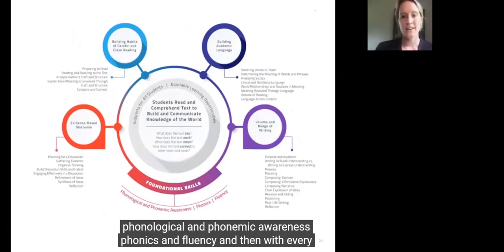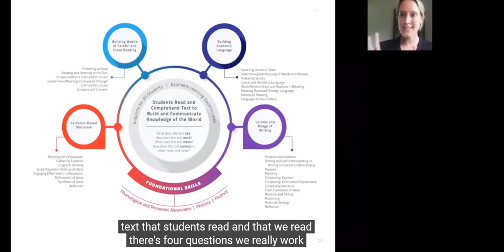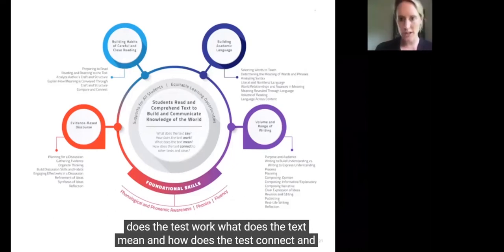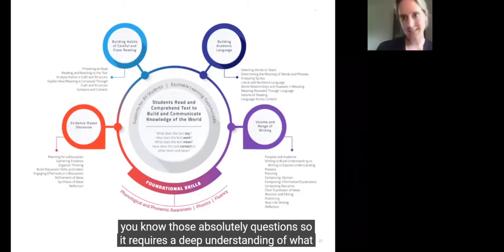And then with every text that students read and that we read, there are four questions we really work through. The first is, what does the text say? Can I understand what it's saying? How does the text work? What does the text mean? And how does the text connect to other texts and other ideas? This unit assessment is related to that question.